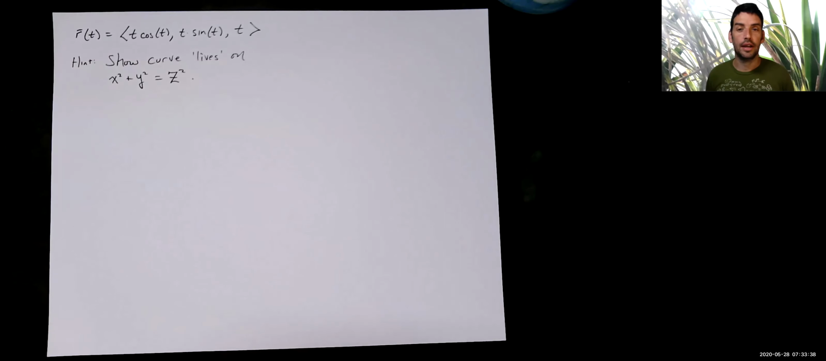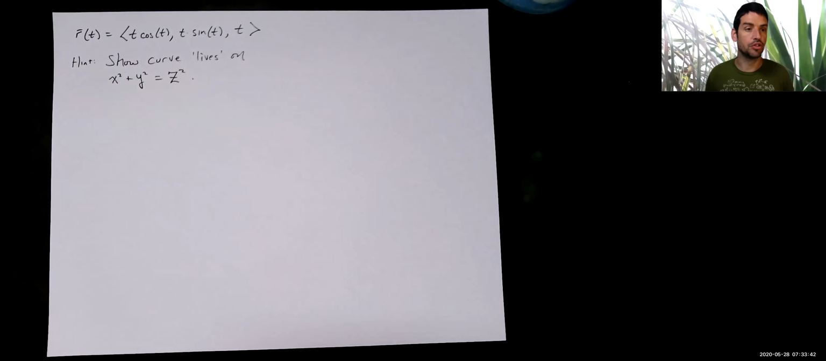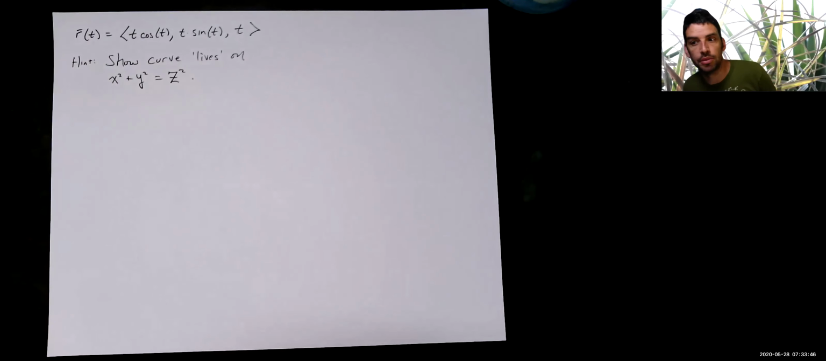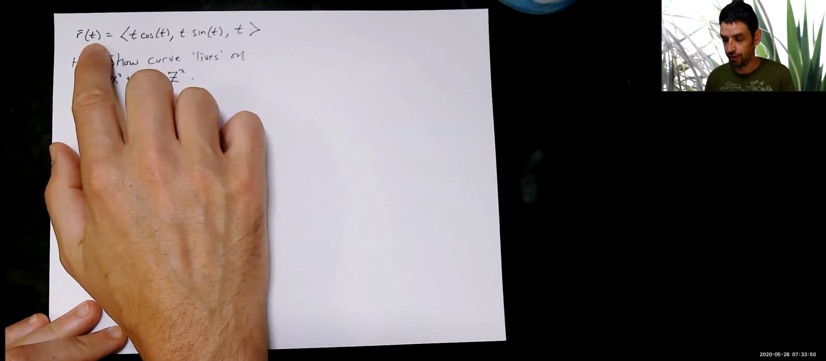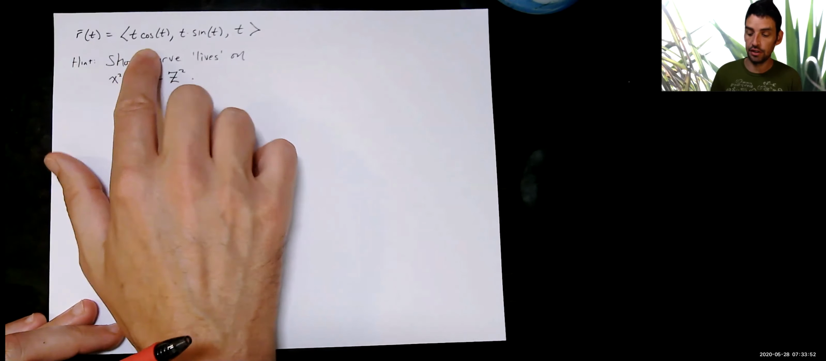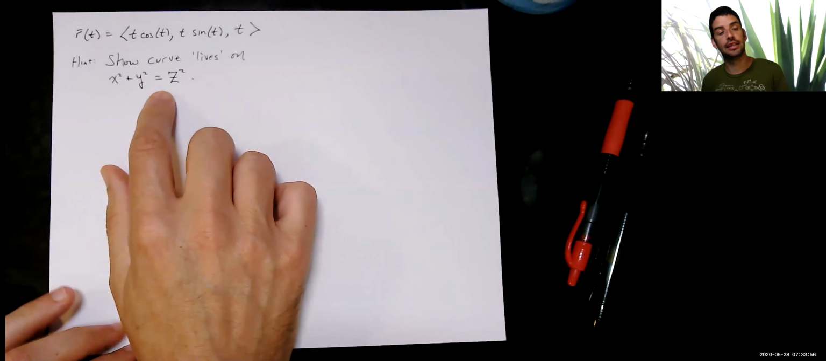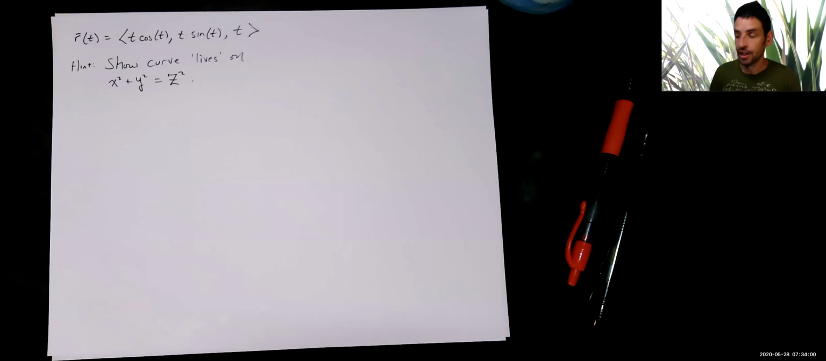Hey everybody. So I wanted to make a quick video. Somebody asked me about graphing space curves. And so this problem in particular. I'm given the curve, the vector function r of t is t cosine t, t sine t, and t. And there was a hint given that it lives on this surface, x squared plus y squared equals z squared.